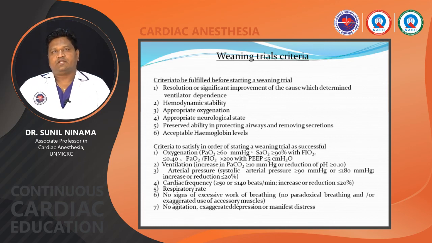Criteria for satisfying weaning in order for the trial to be successful: how can you decide that you can wean this patient from the ventilator? Also from the ABG. Oxygenation you can check by PO2 if more than 60 and SO2 more than 90. When the patient's required FiO2 is less than 40%, then the PO2 to FiO2 ratio is more than 200 and the PEEP requirement is less than 5, then you can wean these patients.